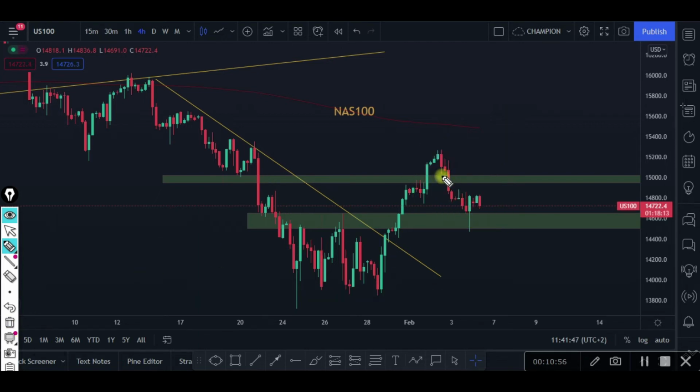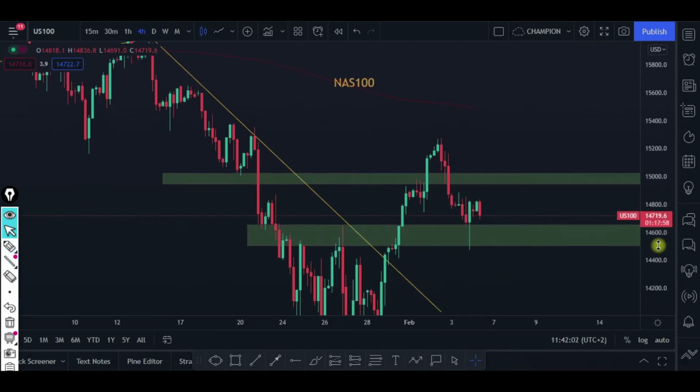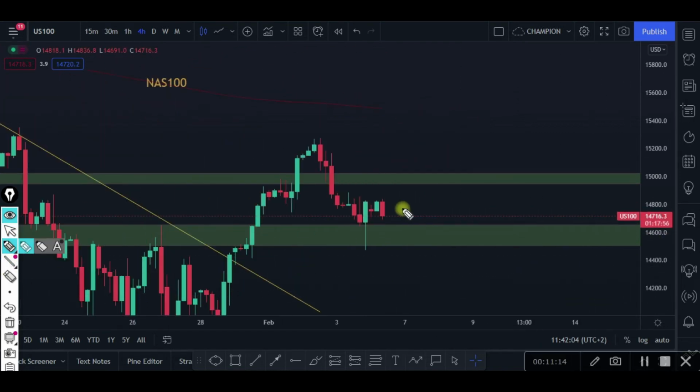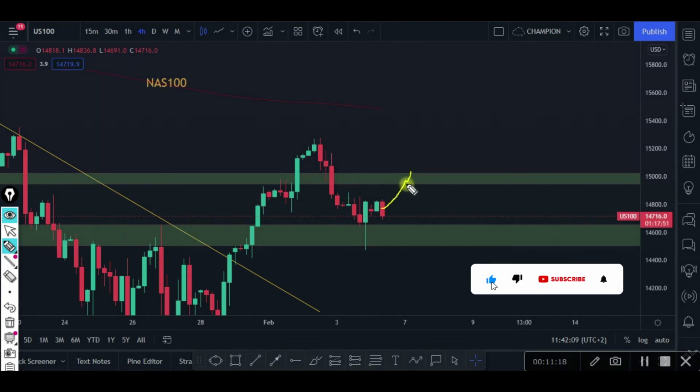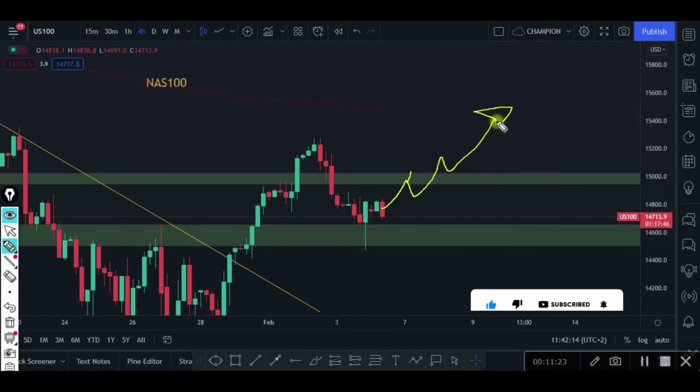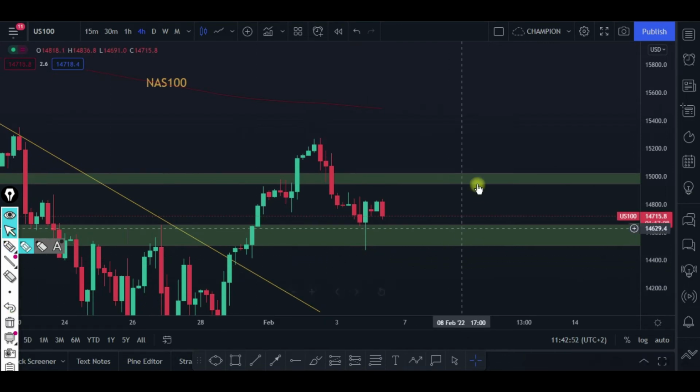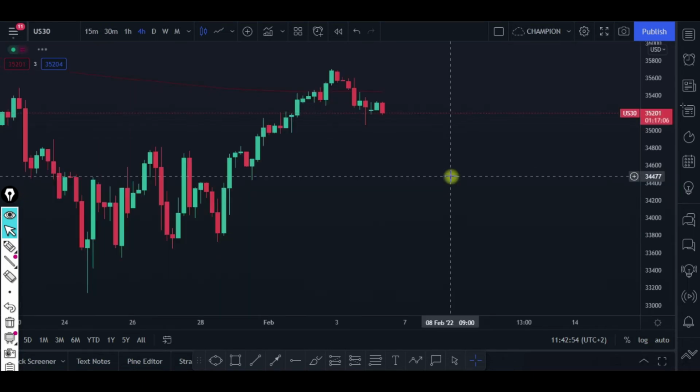What I can tell you is expect to see the higher high during the next week's movement. So during the NFP news, I believe that we're gonna have something like this today. The market will push like this. I hope you guys are able to see what I'm showing you. Let's move to the next one, which is our US30.